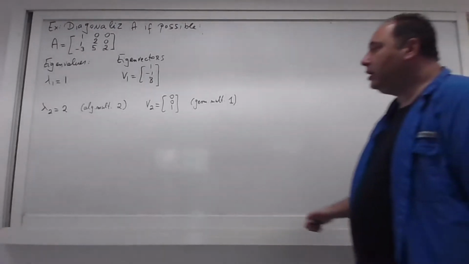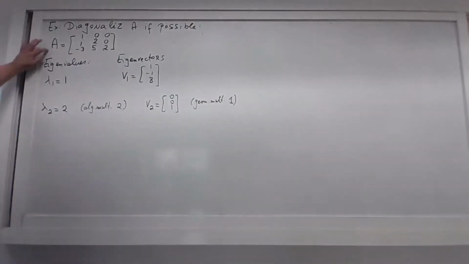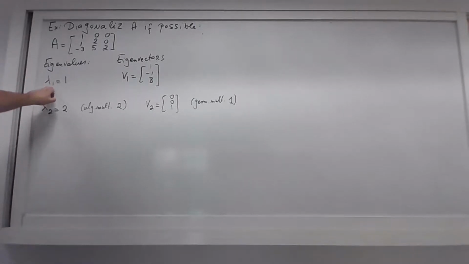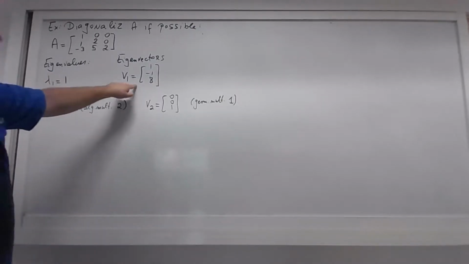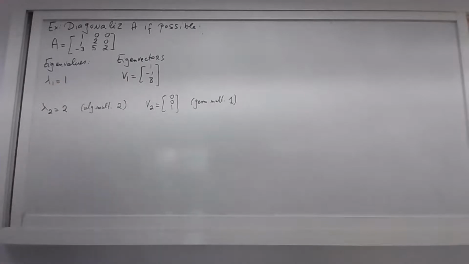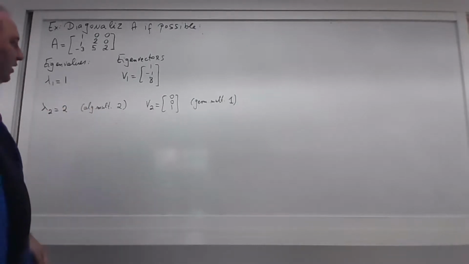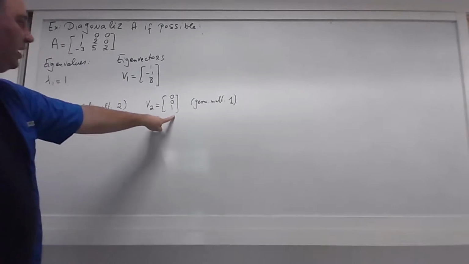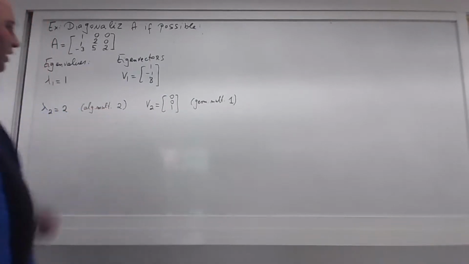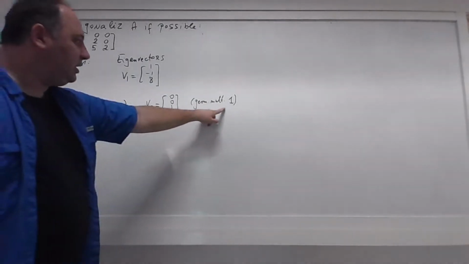Here's another one. Again, diagonalize this 3 by 3 square matrix if possible. If it's not, we need to say why. So we computed eigenvalues 1 and 2. Eigenvalue 1 has algebraic multiplicity 1, so geometric will be 1, and we computed the eigenvector, here it is. Eigenvalue 2 turns out to have algebraic multiplicity 2. We computed the eigenvectors, and the eigenspace was of dimension 1, generated by this eigenvector. So geometric multiplicity is 1.